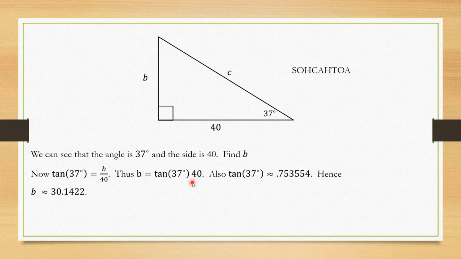Now what do we do next? We should get tangent of 37 degrees. That's where the calculator comes into play. I know the iPhone calculator does have this. You may have to rotate it on its side. You get a lot more features from the calculator. And you want to make sure you're in degree mode.